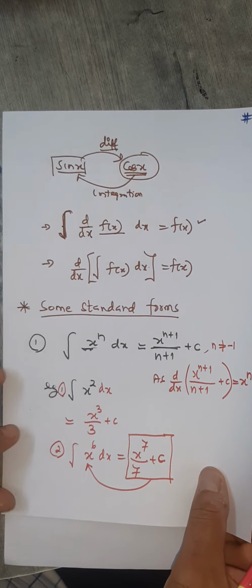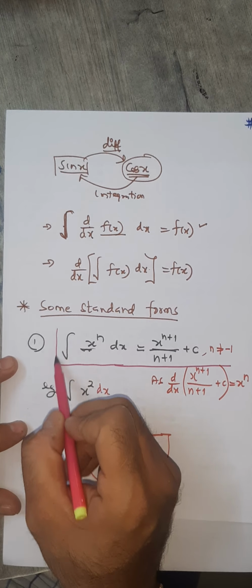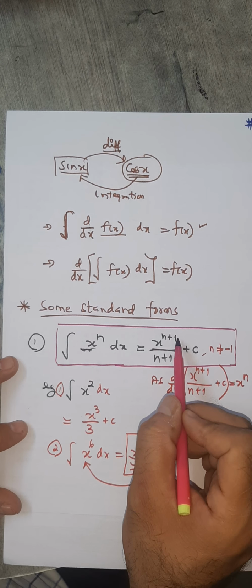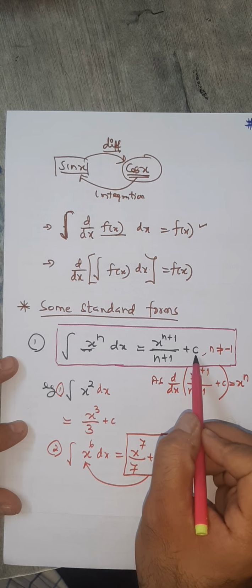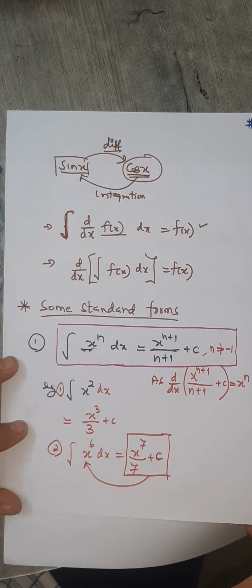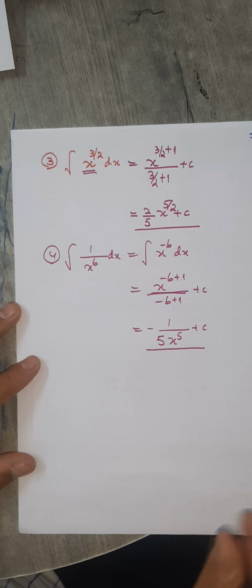So this is the use of the first formula. The integral of x raised to n is x raised to n plus 1 upon n plus 1. Increase the power by 1, divide by the same number, plus some constant c. You might have noticed everywhere I'm writing plus c. Right? Okay. So that is one. Second one now.